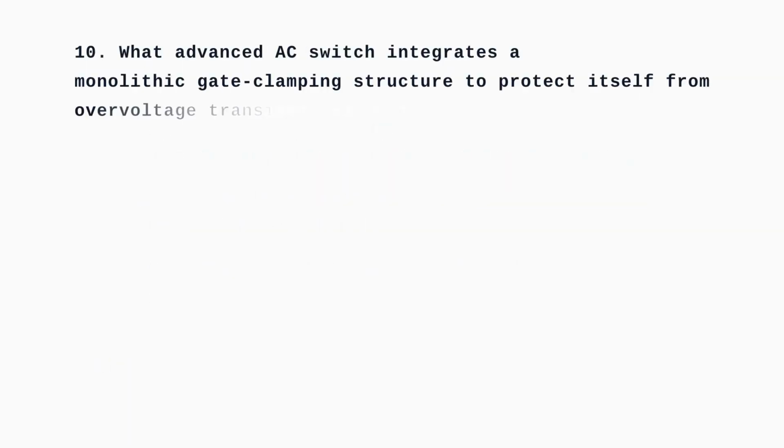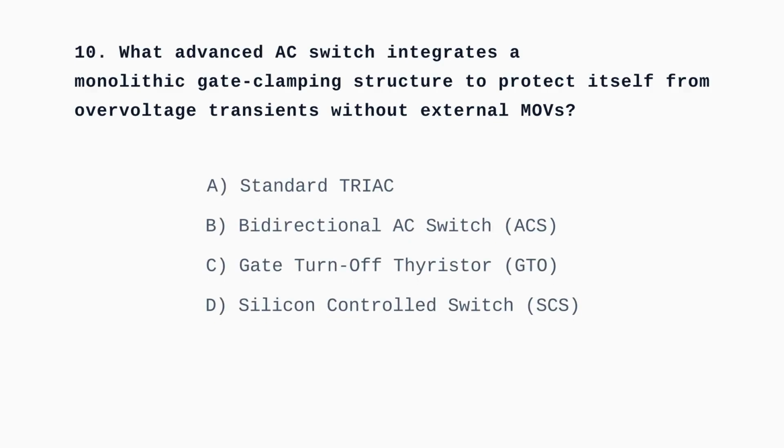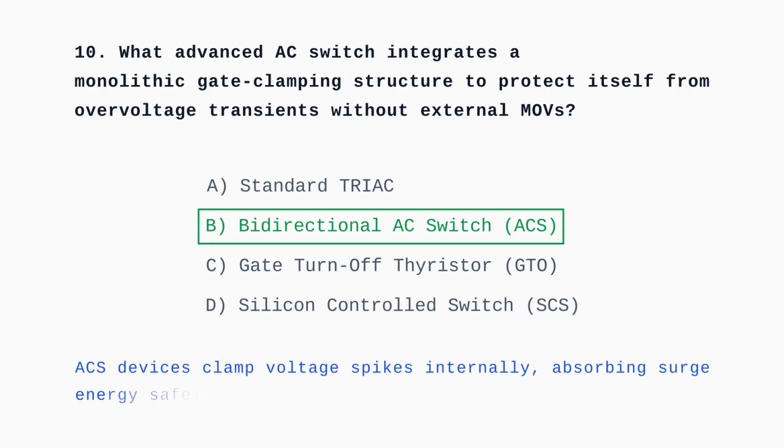Question 10. What advanced AC switch integrates a monolithic gate clamping structure to protect itself from overvoltage transients without external MOVs? An ACS device includes a monolithic protective structure that clamps dangerous overvoltage spikes, safely dissipating the energy without external varistors.